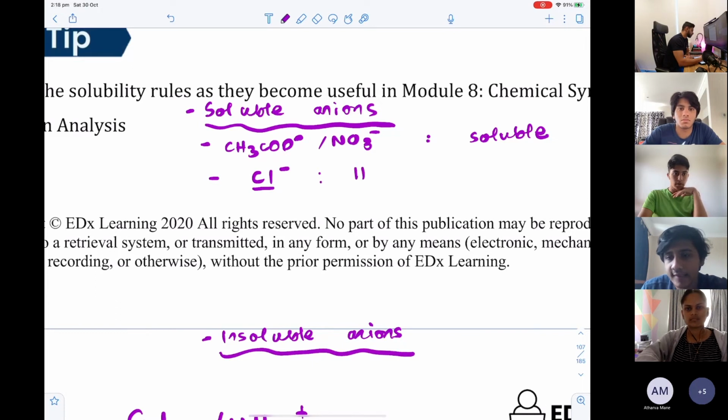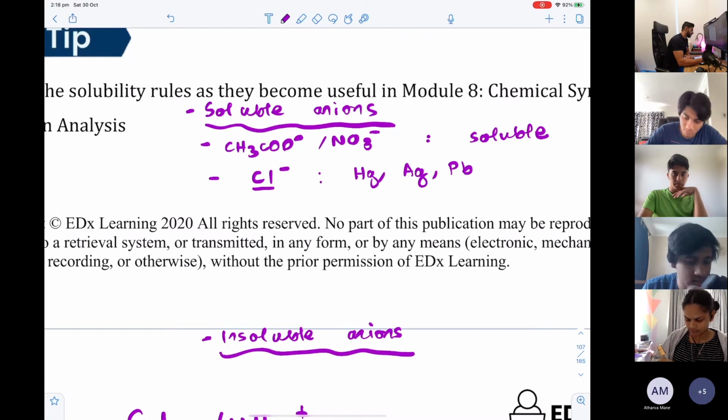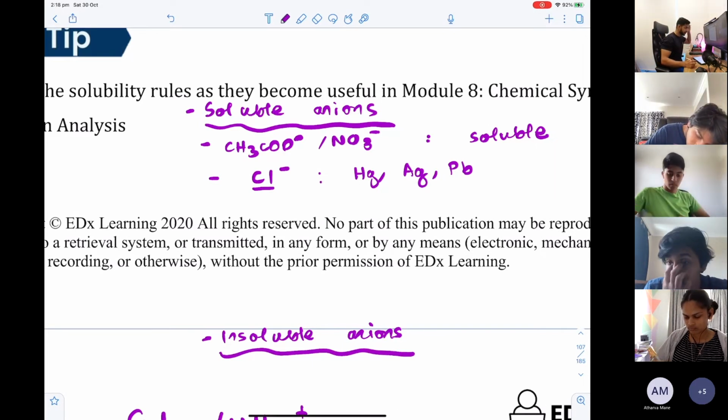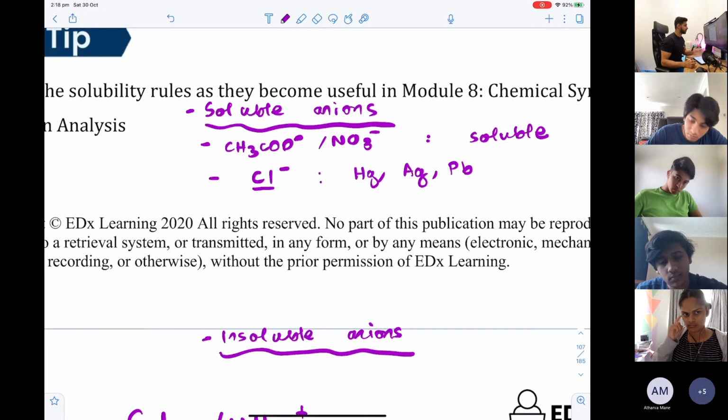Mercury, silver, and lead. Good, right? Some people add strontium as well, but we're not going to, because in my past 6 years I've never seen a question on strontium. So don't waste your brain space. Silver, lead, mercury are the insoluble exceptions to chloride.